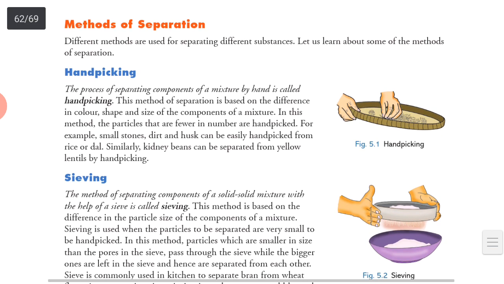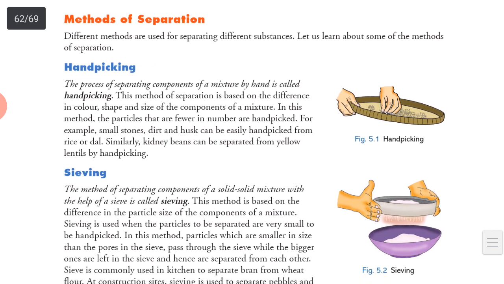Methods of separation. We will study these methods one by one. Different methods are used for separating one substance from another. Handpicking is one of them. It was used earlier also, and nowadays it is less preferred. The process of separating components of a mixture by hand is called handpicking.